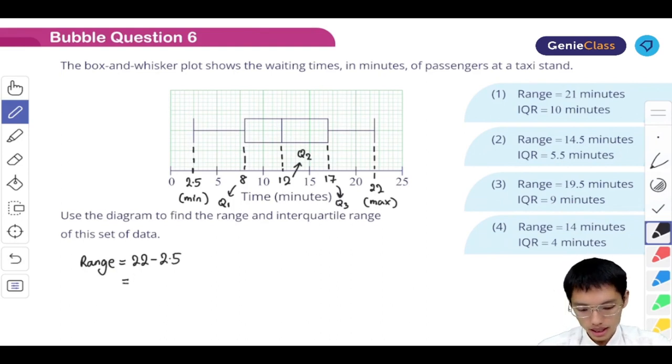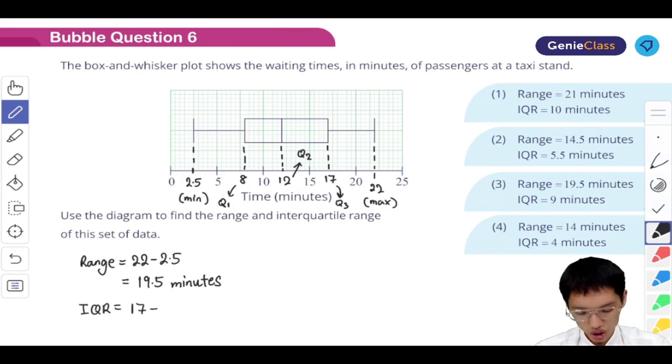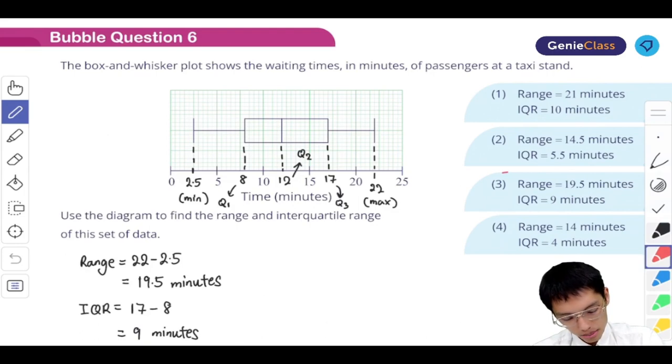This is going to be 19.5 minutes. Recall in this case, depending on the context, there might not be units, but in this case, units are needed. So I write it this way. IQR is going to be Q3, which is 17, minus Q1, which is 8. This is going to be 9 minutes over here. So therefore, this is number 3.